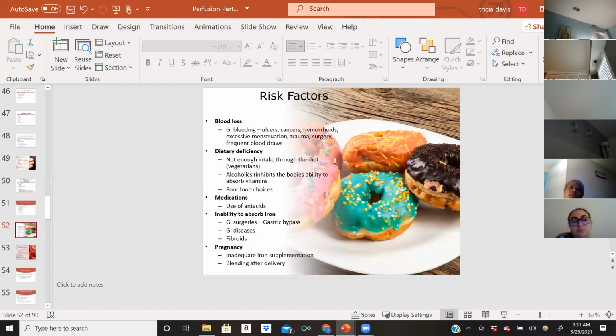So risk factors, we know that blood loss is a factor. So GI bleeding, stomach ulcers, certain cancers, patients that have hemorrhoids, excessive menstruation, any kind of trauma. So gunshot wounds, stabs, abdominal injuries, car accidents, recent surgeries, frequent blood draws.